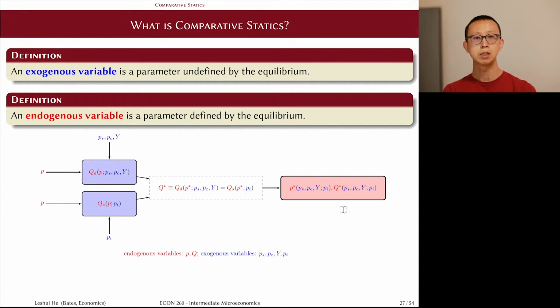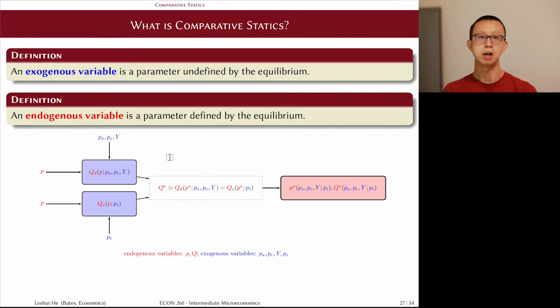The variables we feed into the system are called exogenous variables. These are things that are determined outside of the system, external to the system. Whereas the objects that are determined within the model by the model itself, through interaction of different parts of the model, are called endogenous variables. They are generated within the system. In general, a comparative statics analysis is to analyze how the endogenous variables respond to the exogenous variables.